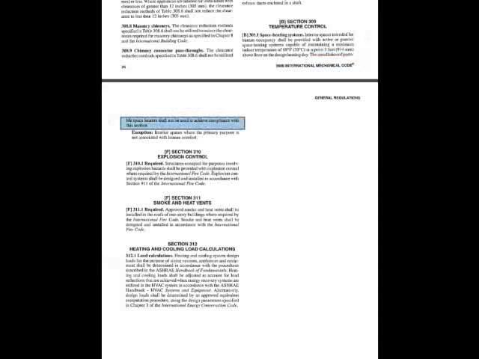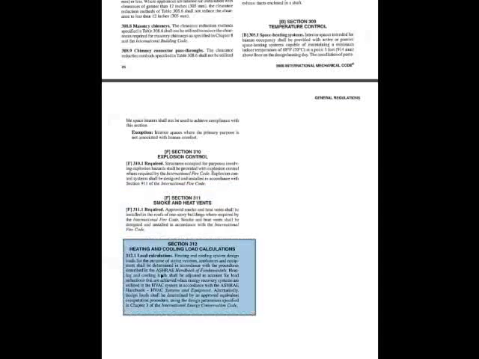In Section 310 we talk about explosion control. In 311 we talk about smoke and heat vents. 312 is load calculations, heating and cooling load calculations. Okay, very important now. Load calculations must be done in accordance with the ASHRAE Handbook of Fundamentals. It is required that it be taken care of with the International Energy Conservation Code, Chapter 3.